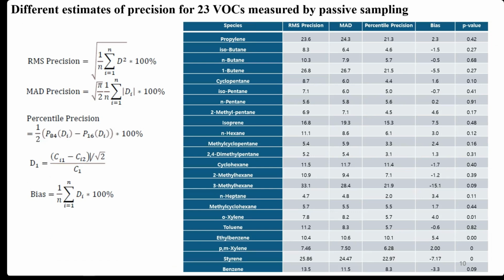QA/QC is also essential to ensure the reliability and accuracy of the data. We evaluate the precision with 5 different methods such as RMS, MAD, percentile, biases, and p-value of 23 VOC species from 72 duplicate sample sets. And this analysis provides important insight into the reliability and accuracy of VOC measurement using passive samplers.